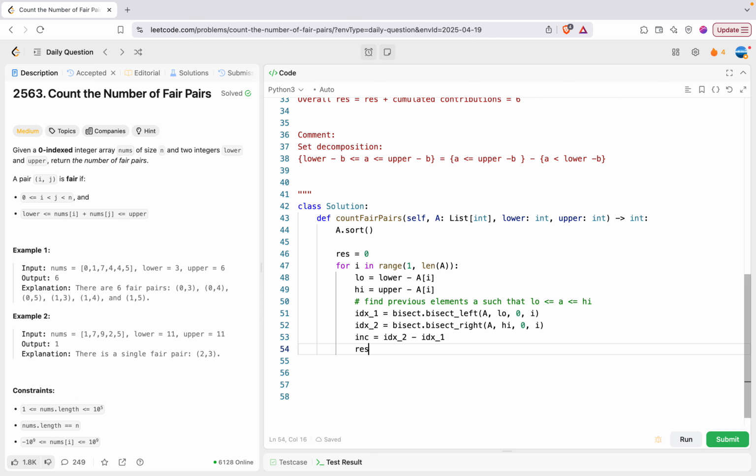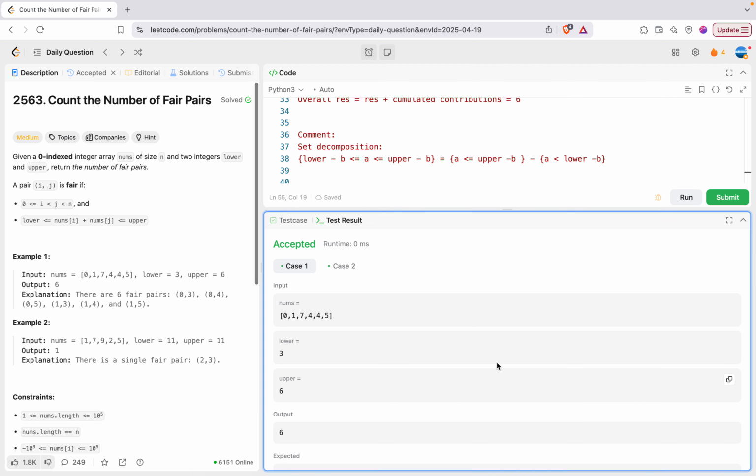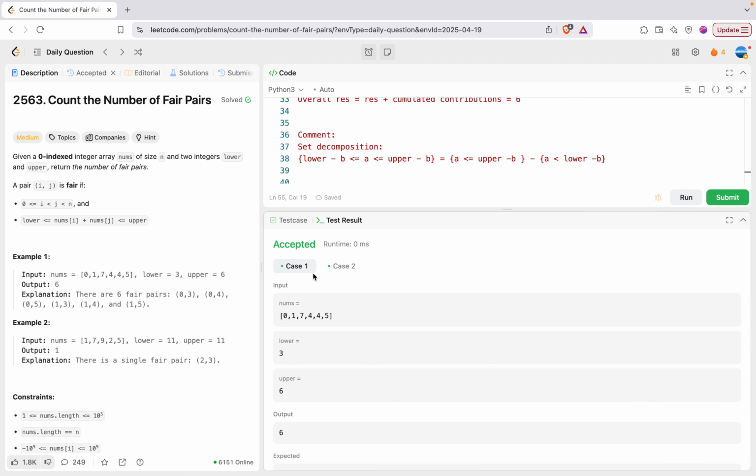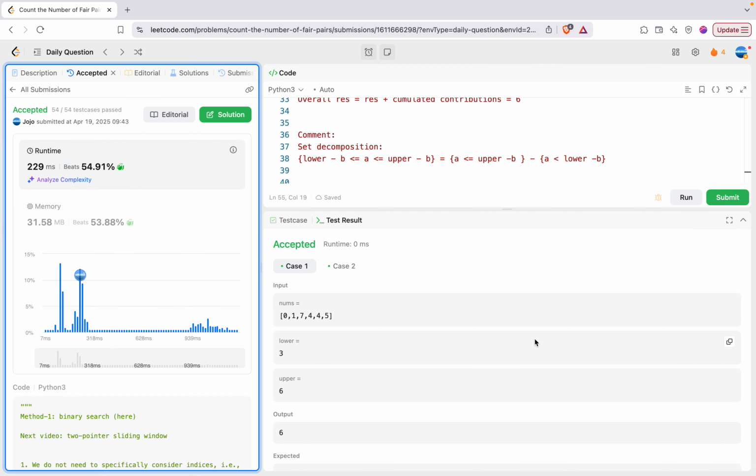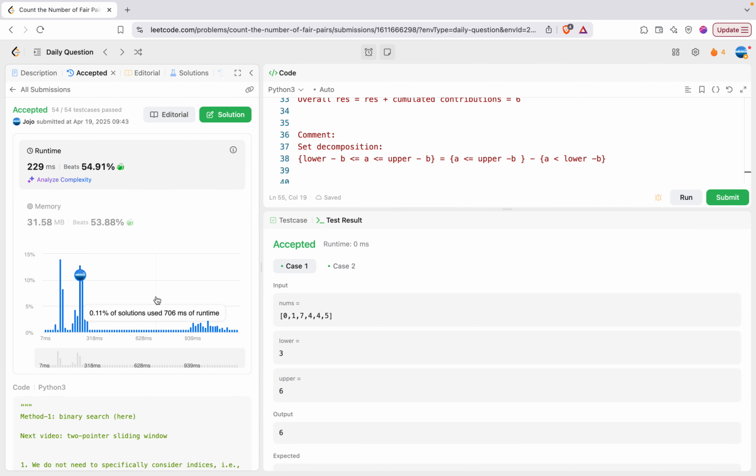So the result will be the accumulation, right? Then we just return the result. So this is one way of doing the coding. Now let's run it. It passes the 2 test cases. Now let's look at the generic case. Yeah, it passes all the cases.